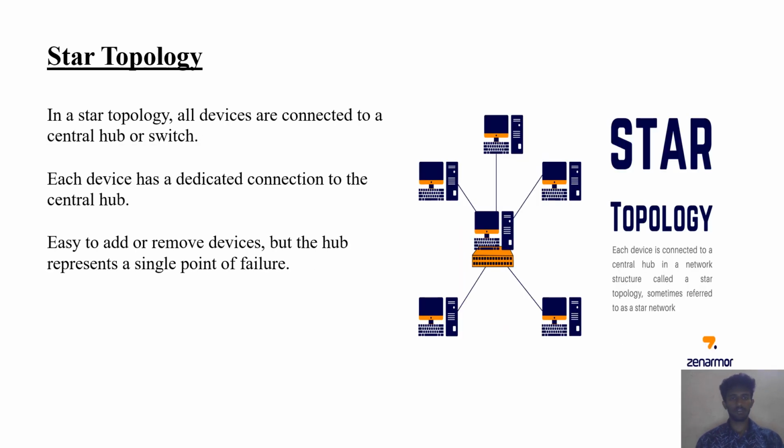The next one is the star topology. In the star topology, all devices are connected to a central hub or a switch, and each device has a dedicated connection to the central hub. It is easy to add or remove devices, but the hub represents a single point of failure. This figure shows each device connected to the central hub, and this network structure is called a star network.